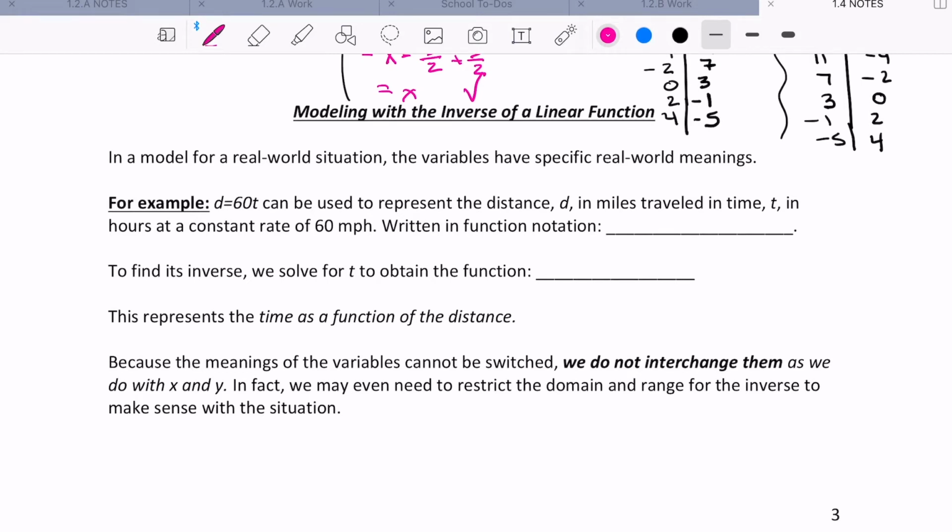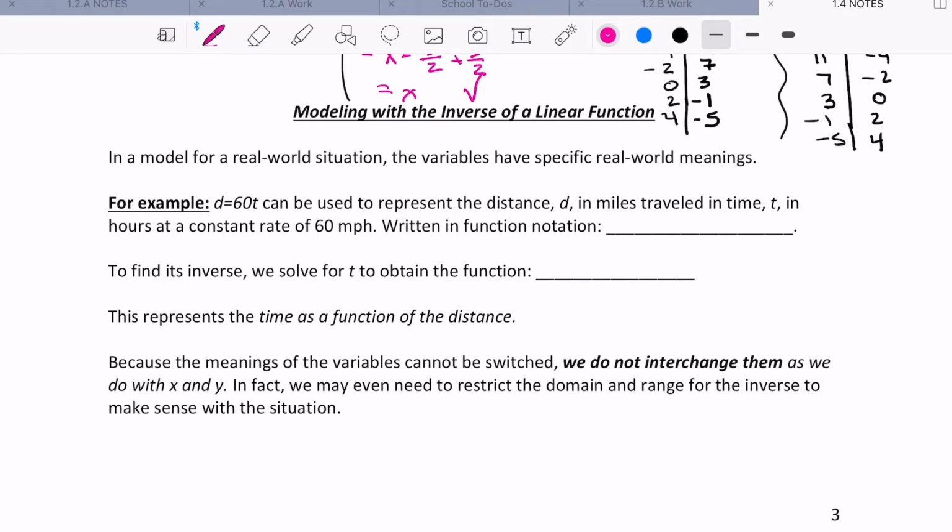Let's talk about modeling with the inverse of a linear function. In a model for a real-world situation, the variables have specific real-world meanings. For example, d equals 60t can be used to represent the distance d in miles traveled in time t in hours at a constant rate of 60 miles per hour.